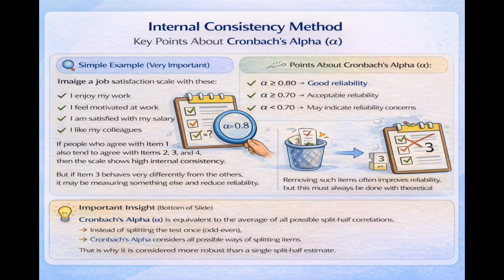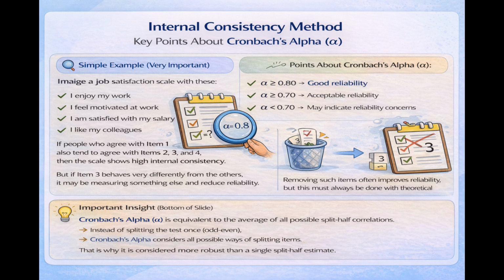Simple example, very important. Imagine a job satisfaction scale with these items. I enjoy my work. I feel motivated at work. I am satisfied with my salary. I like my colleagues. If people who agree with item 1 also tend to agree with items 2, 3, and 4, then the scale shows high internal consistency. But if item 3 behaves very differently from the others, it may be measuring something else and reduce reliability.